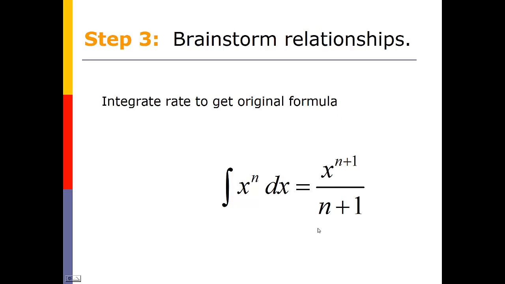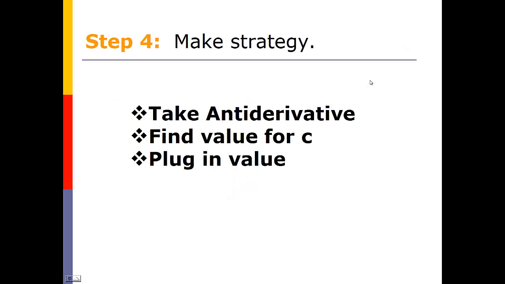Then, thinking about the process for integrating, it's the reverse process of derivatives. That's why they call it the antiderivative. Instead of subtracting powers, we're going to add 1 to the power. Instead of multiplying, we're going to divide. So I'm just keeping those things in mind. I'm going to start with the rate, integrate, and then get the total value. That's what I've got here for my strategy. I'm going to take the antiderivative of that rate formula that's been given.